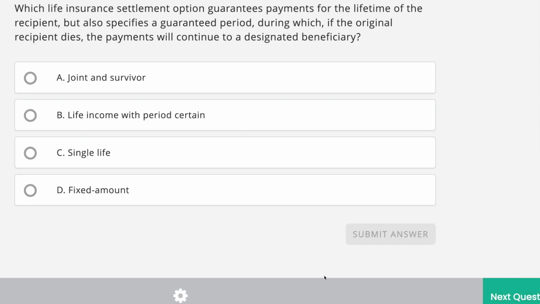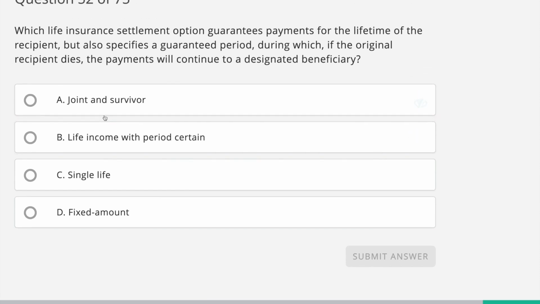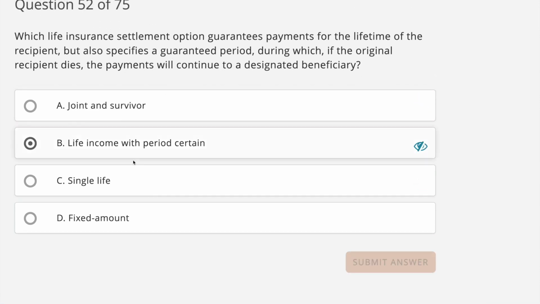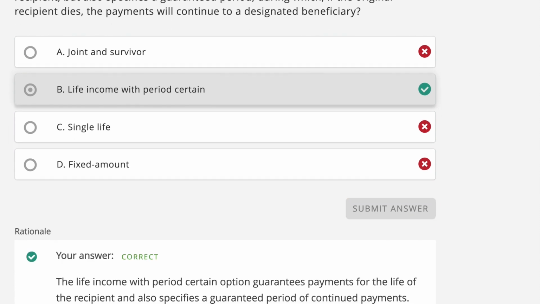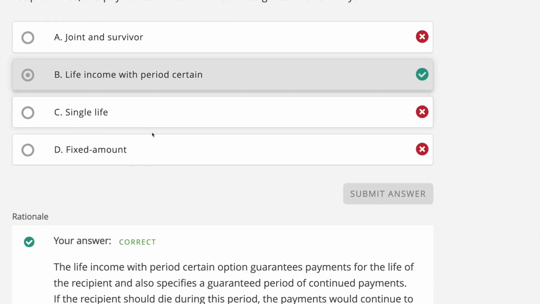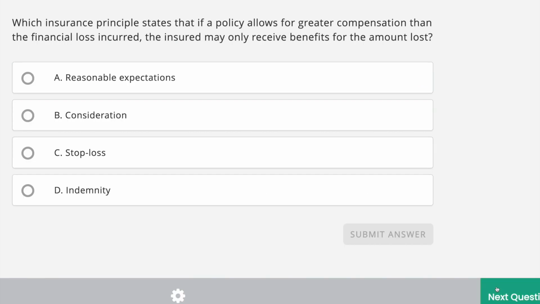Which life insurance settlement option guarantees payments for the life of the recipient, but also specifies a guarantee period during which, if the original recipient dies, the payment will continue to a designated beneficiary? Fixed period, lifetime of the recipient, joint survivor, life income with period certain. It's going to be this one, life income with period certain. It says it in the answer, right? Specifies a guaranteed period. Well, that's period certain. Okay, read the rationale. Make sure you read the rationale.